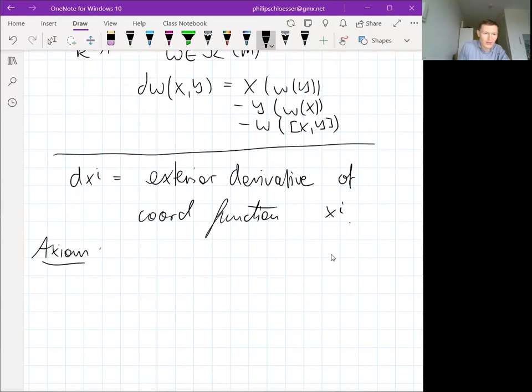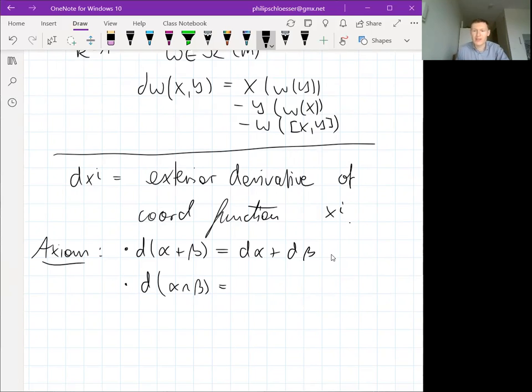The axioms are, firstly, it is not linear, but at least additive, or I guess linear. If we apply it to a sum, we get the sum of the exterior derivatives. Then next, if we apply it to a wedge product, we get some sort of Leibniz rule, or I guess some sort of product rule, but it's always called Leibniz rule.